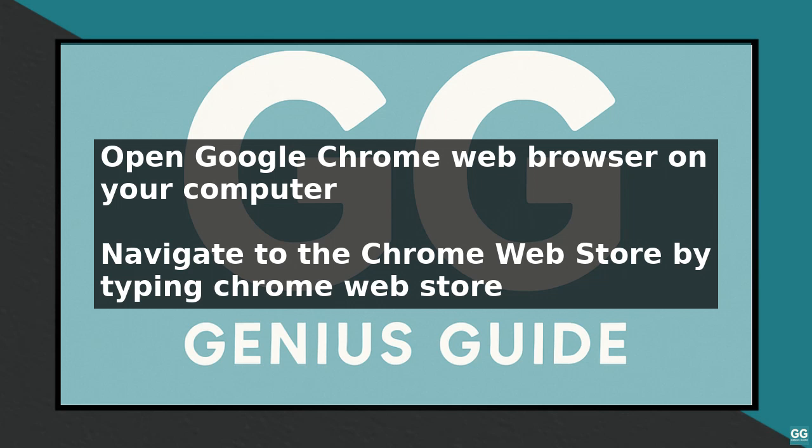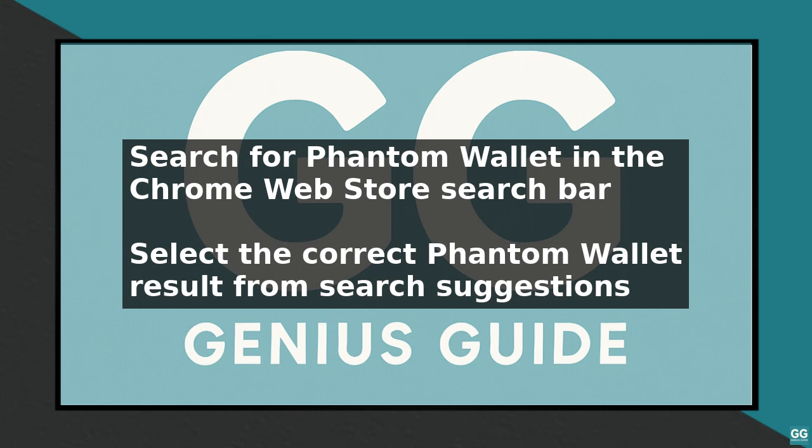In the Chrome Web Store, use the search bar to look for Phantom Wallet by typing Phantom Wallet in the search box and selecting the correct result from the search suggestions. Click on the Phantom Wallet result to go to its page in the Chrome Web Store.